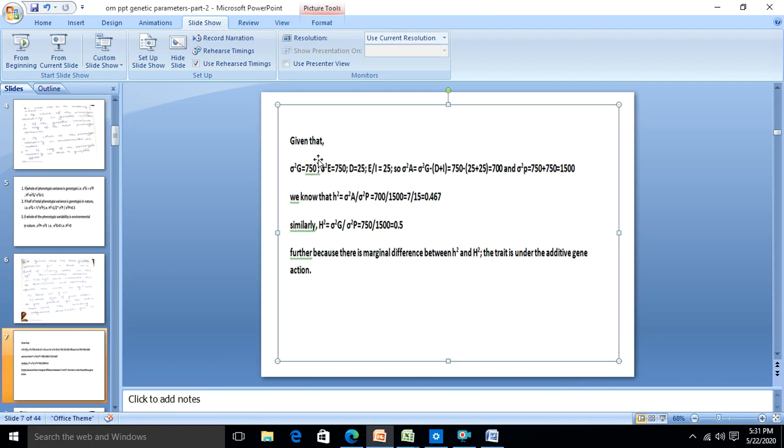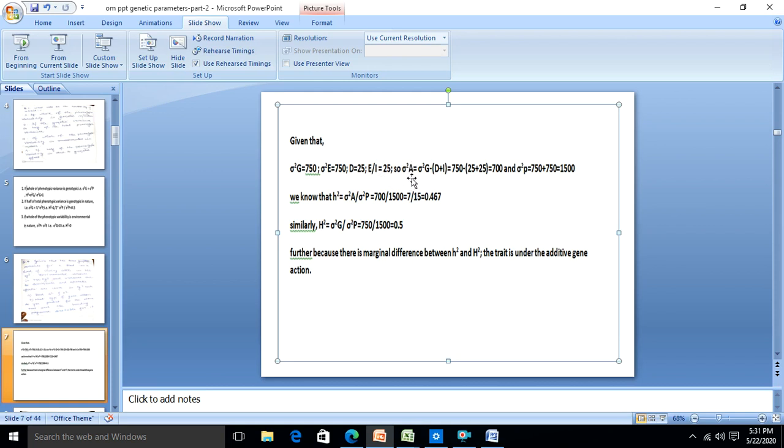So this is the answer. It is given that sigma square g is 750. We have already seen in the question that sigma square e is 750. Now D is equal to 25, which means the dominance deviation is 25. And this I, the epistatic interaction or interaction deviation, is also equal to 25.